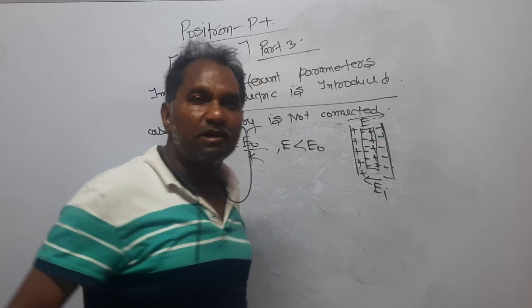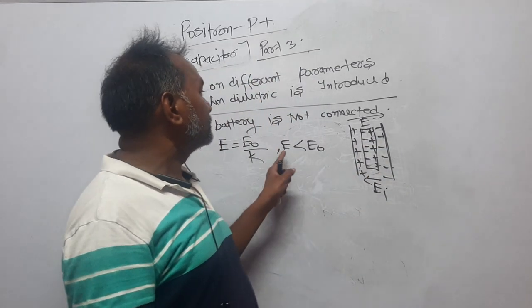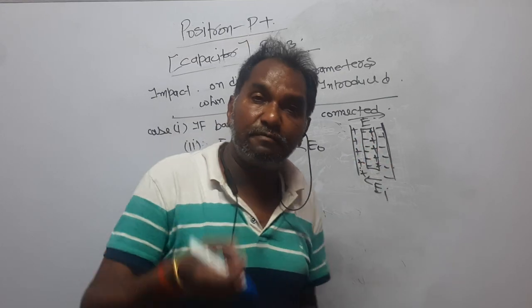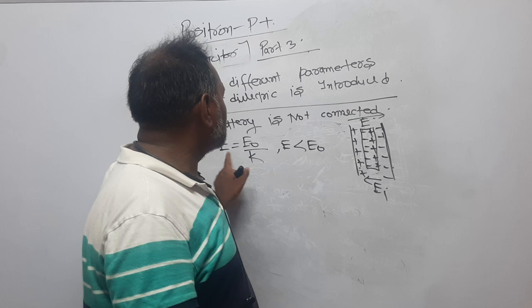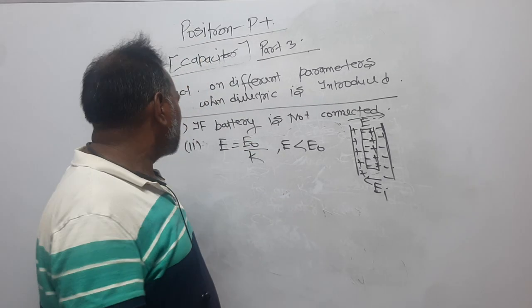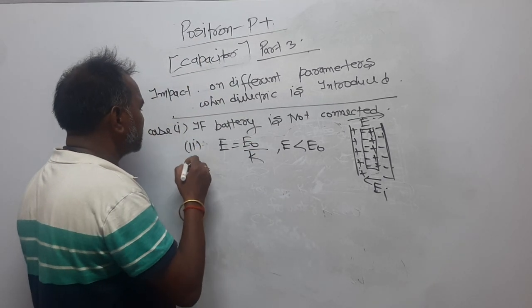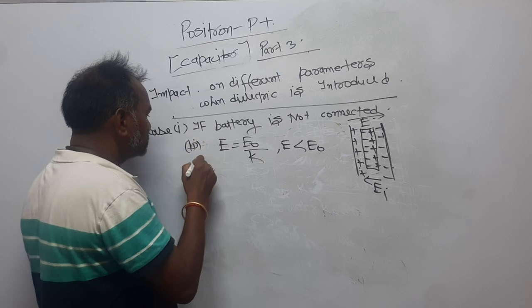So the two fields are opposite to each other. That is why the field by introduction of the dielectric will be reduced. And what will become? E is equal to E naught by K. Right? This was the second parameter.